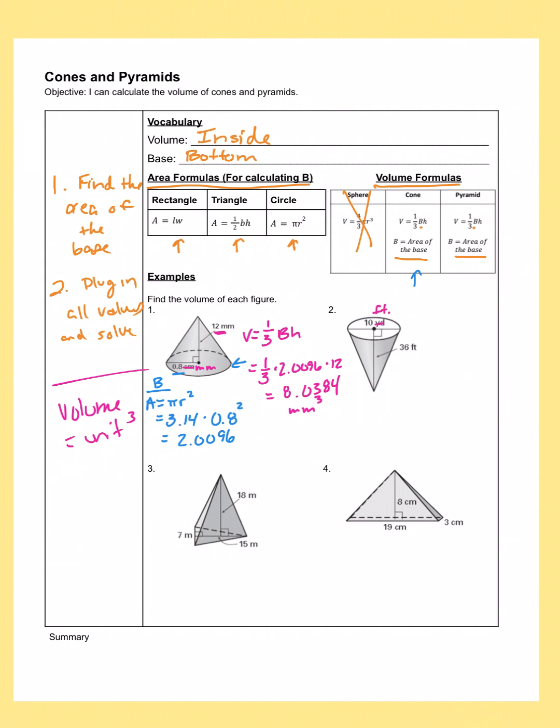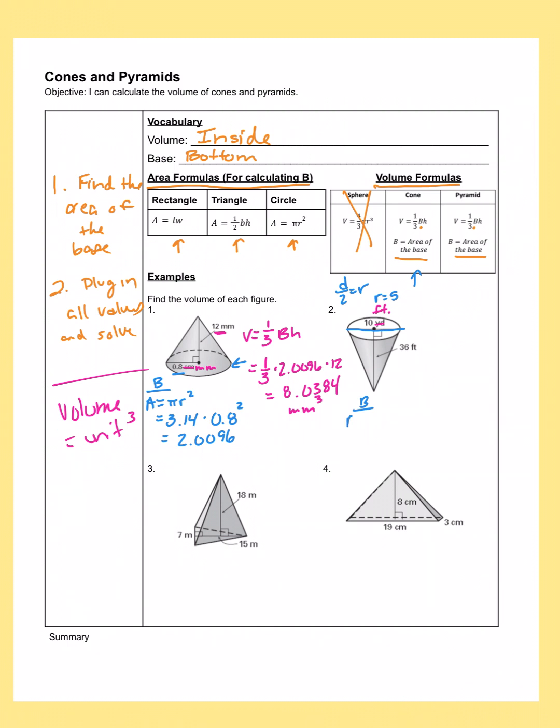Again, we're going to start by finding our capital B. So our capital B this time, we're looking at a cone. So the bottom is this circle, the base is this circle. But it gives us the diameter all the way across is 10. And you take the diameter and divide it by 2, and that'll give us our radius. So 10 divided by 2, the radius is going to be 5.